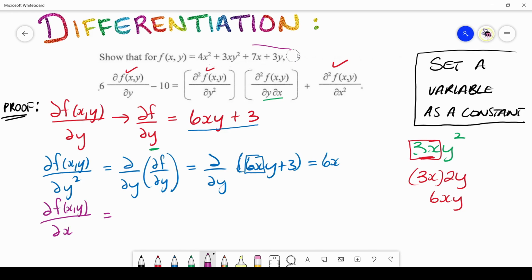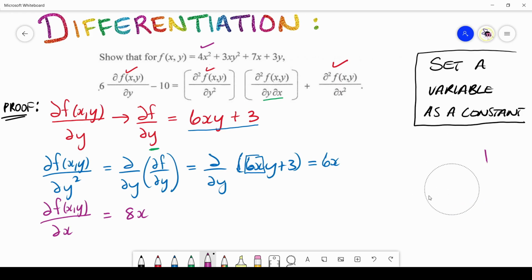All right, so looking at this here, our first term 4x squared, if we differentiate 4x squared with respect to x, that's just 8x. Nice and easy. Then you want to differentiate 3xy squared with respect to x this time. So this one, we had differentiated with respect to y. Let's differentiate with respect to x this time. So I'm going to erase this so you don't get confused looking back at it.